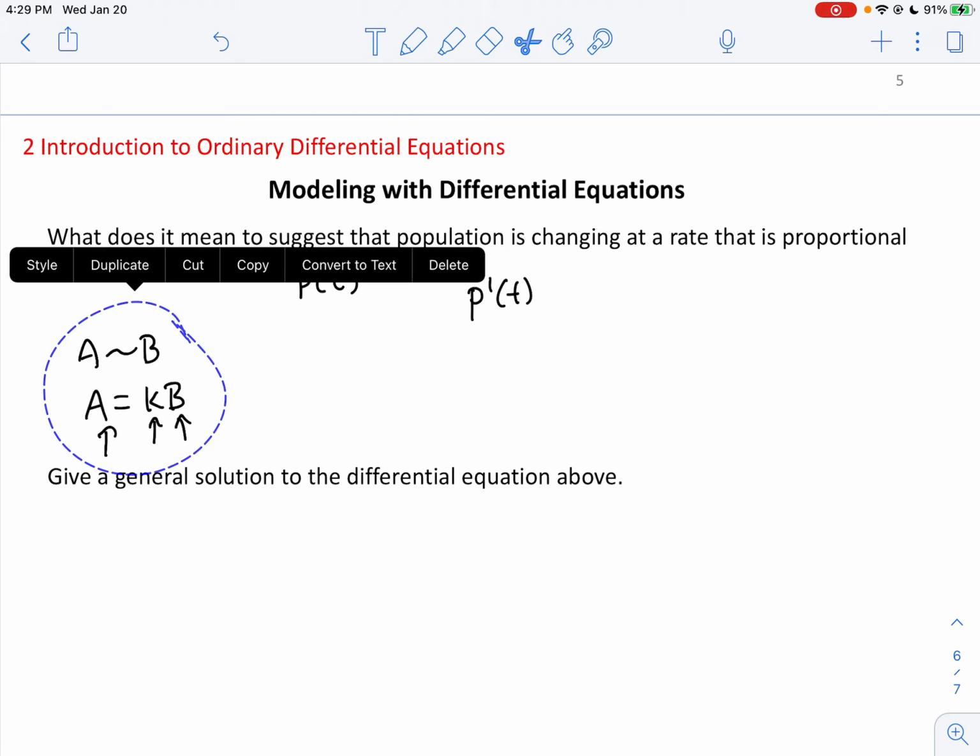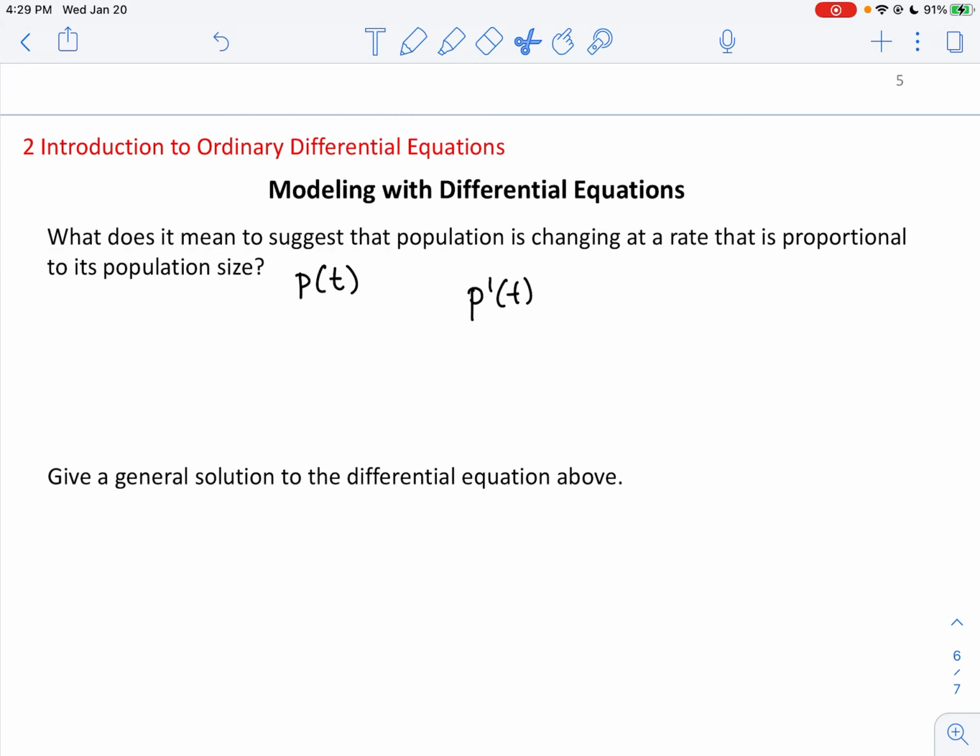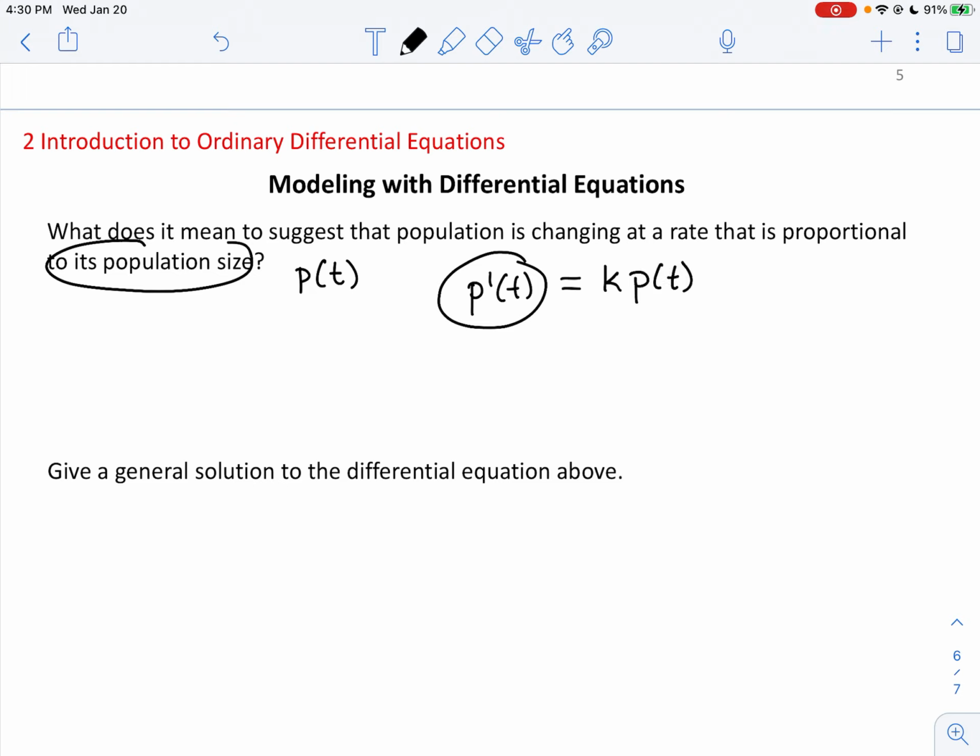I mean, just a very common type of situation: price, speed. If you're traveling at a constant speed, how far you go is proportional to how long you've been driving. But when two things are said to be proportional to each other, that means one is equal to some constant times the other. That's what I'm trying to say. So the rate at which population is changing, P prime, is proportional, so it's equal to some constant times the thing that it's proportional to, its population size. Well, that's just the function P of t again. P stands for population.